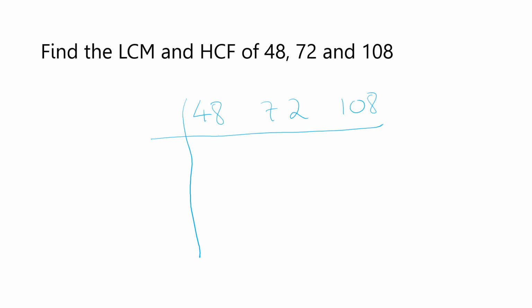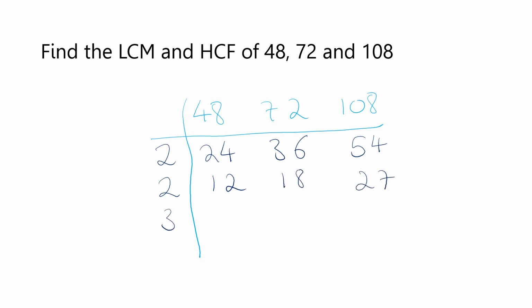Right, I'm going to divide them all by 2. I know there are bigger factors, but looking at it from a student's perspective, I might just say, well, they're all even. So let's start by dividing by 2. What's that give me? 54. Okay, I'm going to divide by 2 again because I've got a load of even numbers. What have I got here? 12, 18, and 27. Okay, I'm going to divide by 3 now. So what do I get? 4 and 6 and 9.